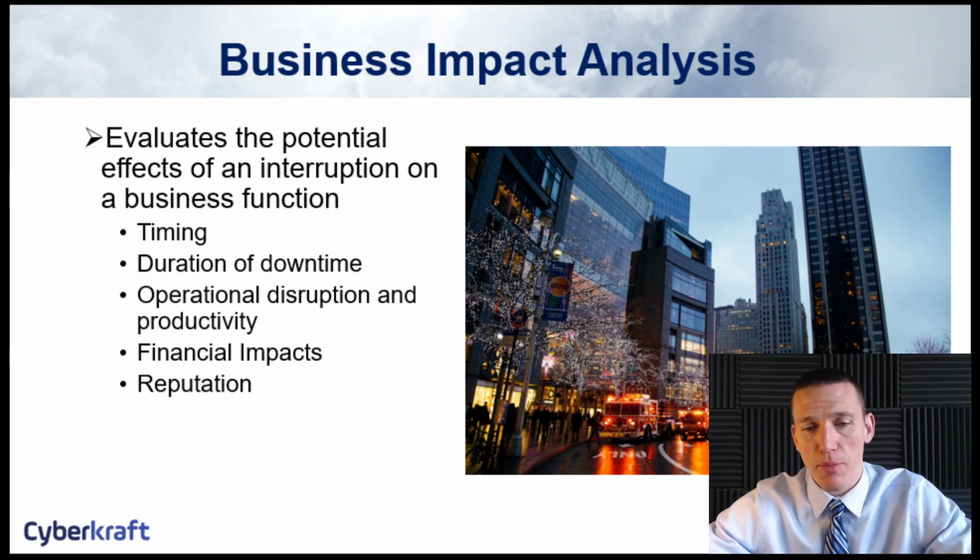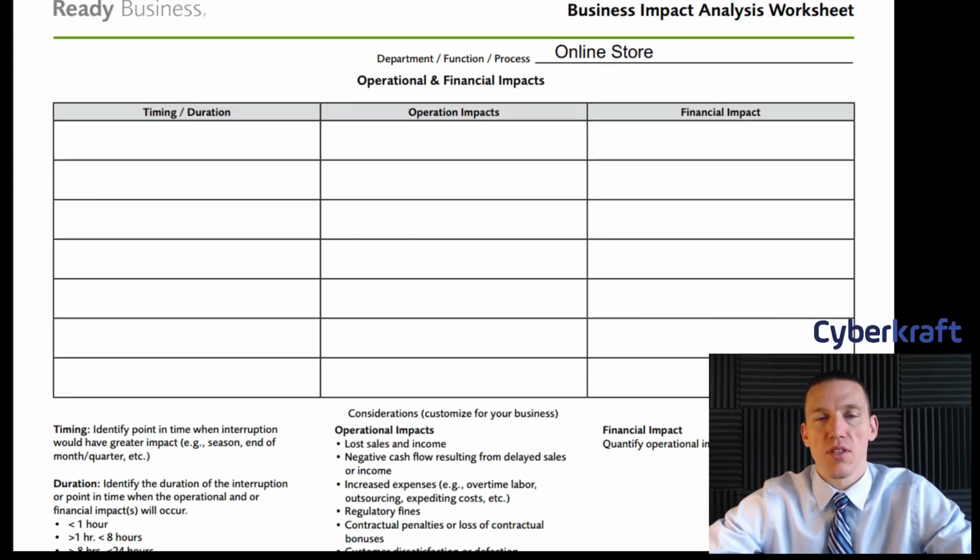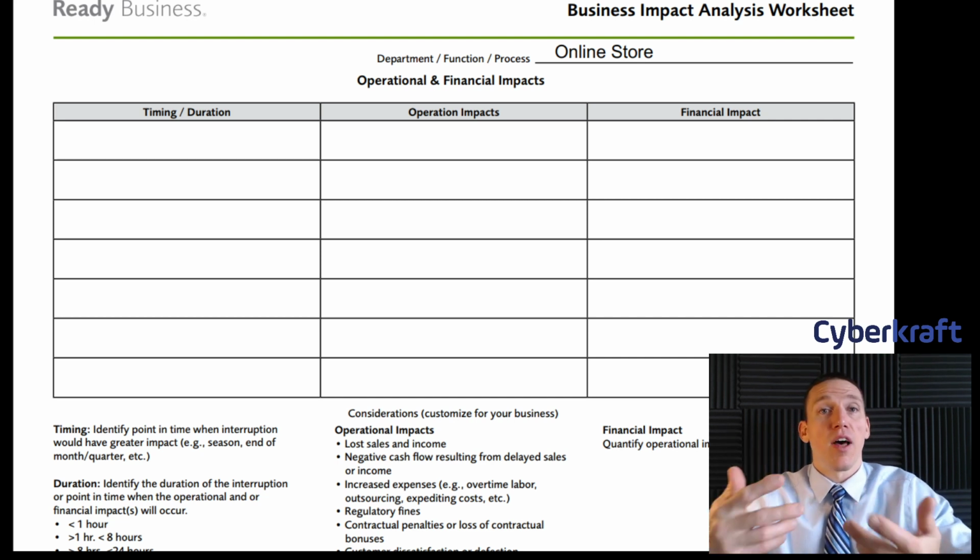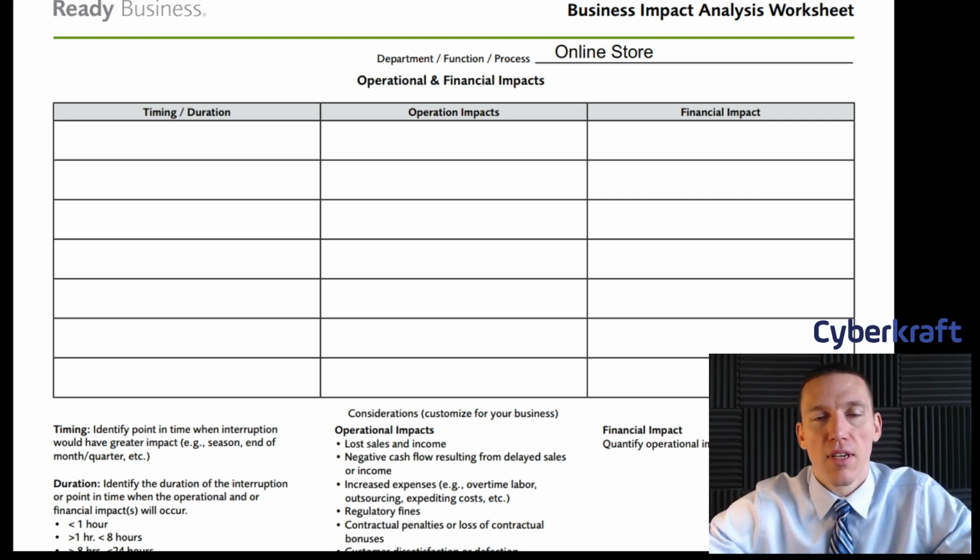Let's take a look at an example of a business continuity document here. This one comes from ready.gov, which is a U.S. government organization that provides resources for businesses to develop their own business continuity plans and to prepare for natural disasters and other disruptions.